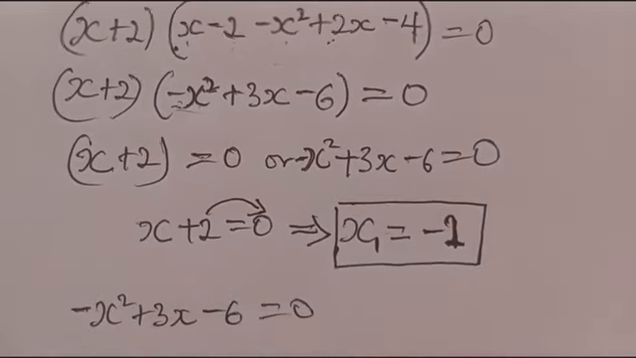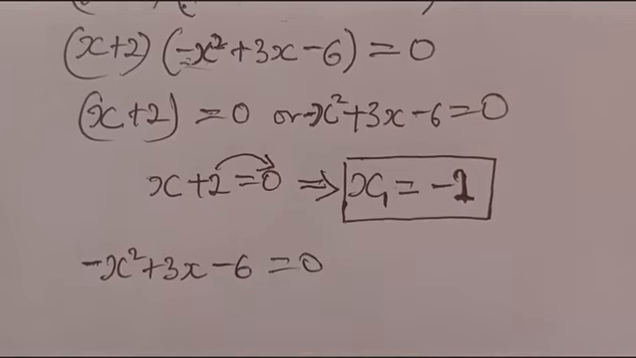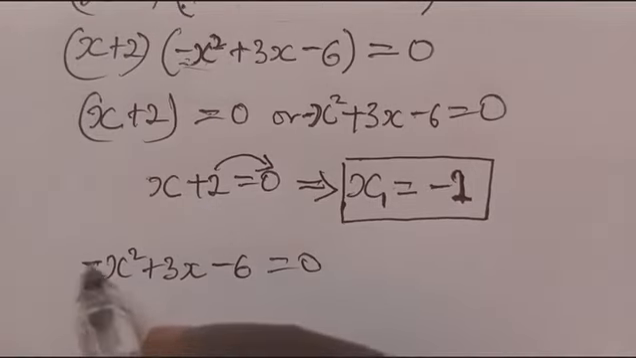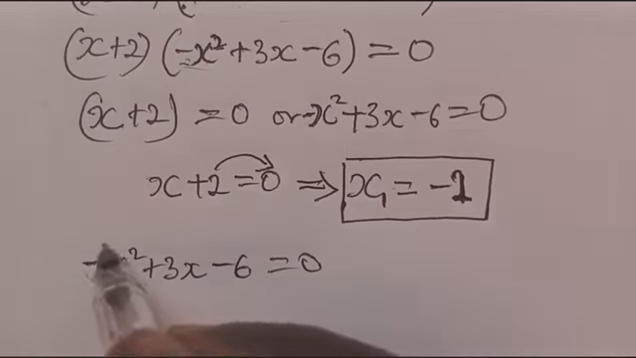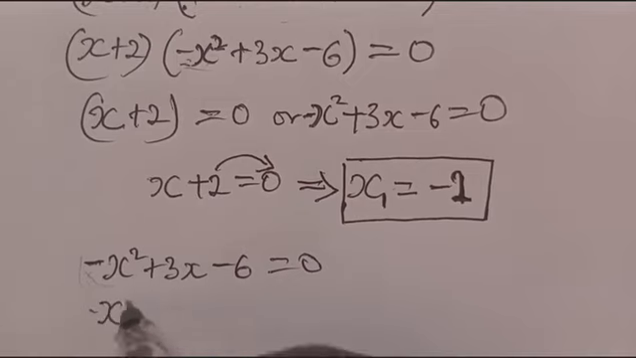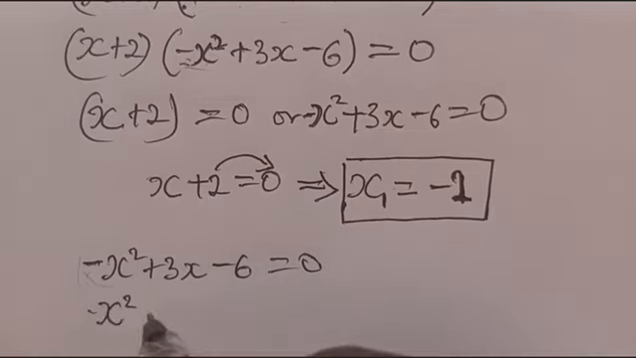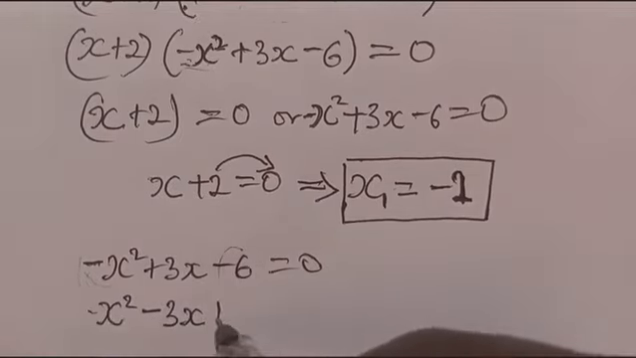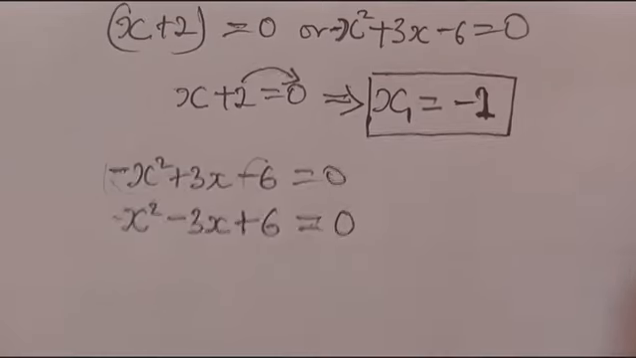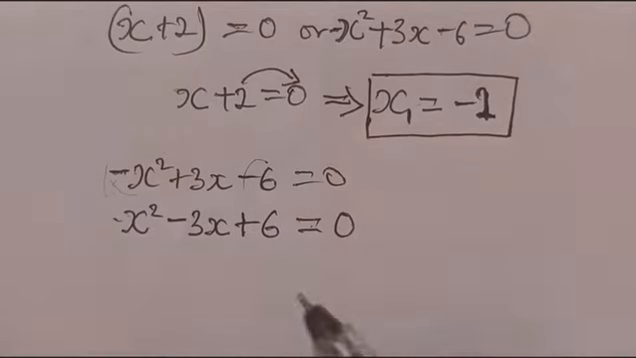Then, after that, let's move to the second quadratic equation, which gives us minus x square plus 3x minus 6 equal to 0. So from here, I can try to eliminate this minus by multiplying all by minus 1. If I multiply this by minus 1, I'm going to have x square. If I multiply this by minus 1, I'm going to have minus 3x. If I multiply this by minus 1, I'm going to have plus 6, which is equal to 0. So this is a quadratic equation.